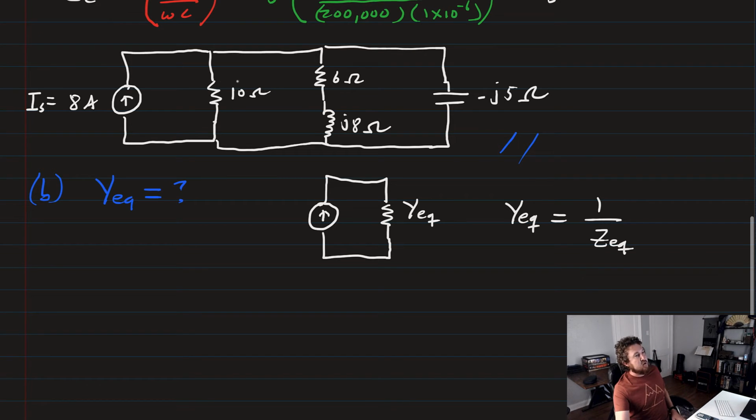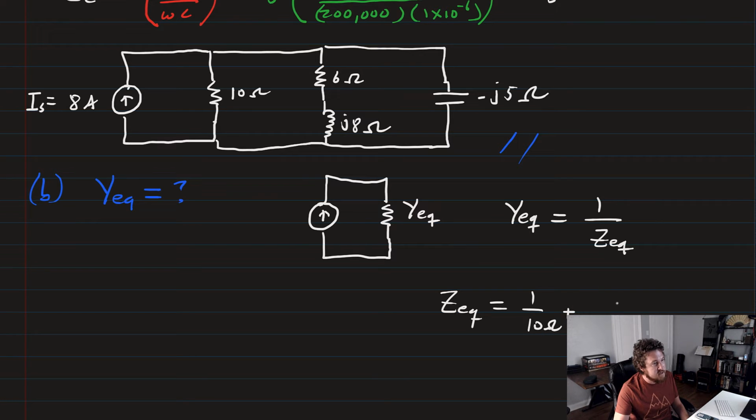We haven't really talked about it, but YEQ is just equal to 1 over ZEQ. So if we were to do it the normal way, calculating with impedances, remember we'd have to do that, ZEQ is equal to 1 over 10 ohms plus 1 over, with a sum here, 6 ohms plus J8 ohms plus 1 over negative J5 ohms. Right? Do a bunch of common denominator stuff. Basically just arithmetic that we don't want to deal with.